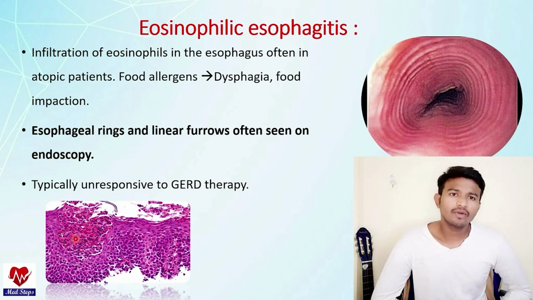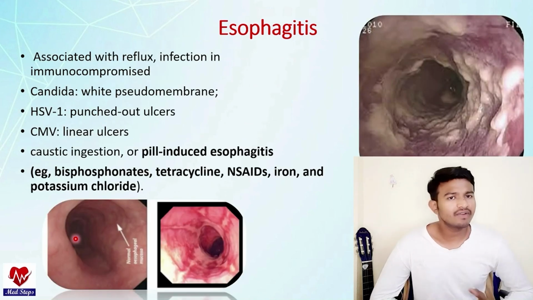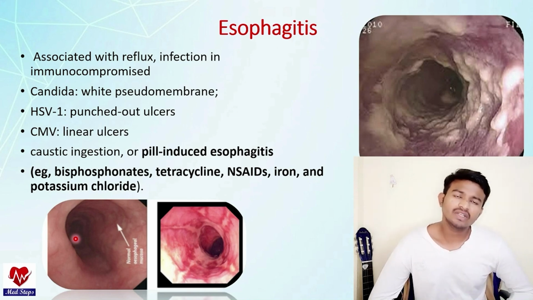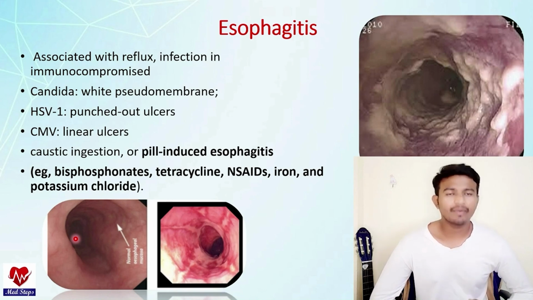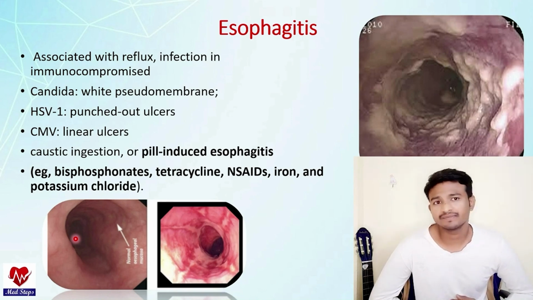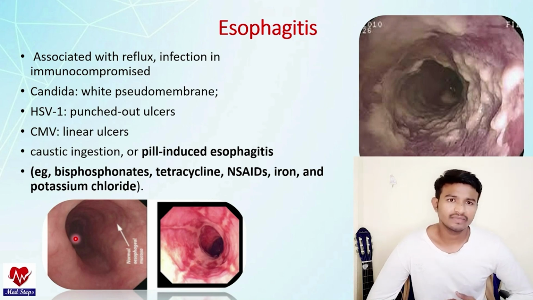Next, we are talking about esophagitis. Esophagitis means inflammation of the esophagus. Because of gastric reflux, this infection occurs. This type of disease comes in immunocompromised patients. For example, transplant patients like kidney transplant, or AIDS or HIV patients, who don't have immunity power in their body. So many infections and bacteria will come into that body. What are the organisms that will affect it? First one, Candida.